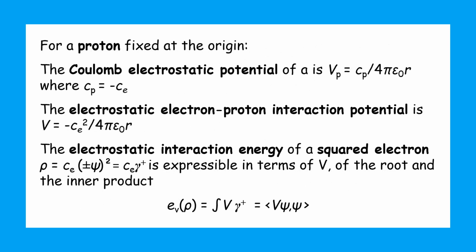For a proton fixed at the origin, there is an electron-proton interaction potential. The electrostatic interaction energy of a squared electron is expressible in terms of the interaction potential, the root, and the L2 inner product.